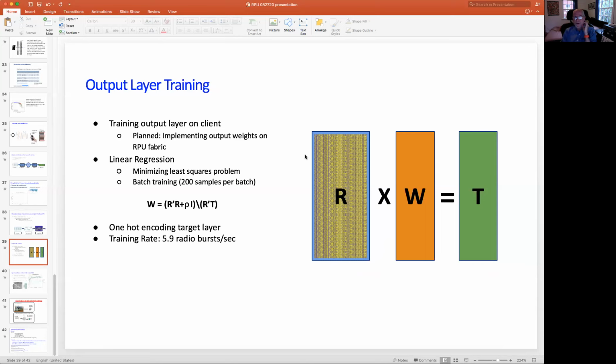And so since we know what the desired T is and we know what the state of R is, this is really just done using standard regularized least squares, which is essentially inverting the covariance matrix of R, comparing that to R prime times T to get the best linear output vector W. So you can see the formula for that here on the left-hand side.